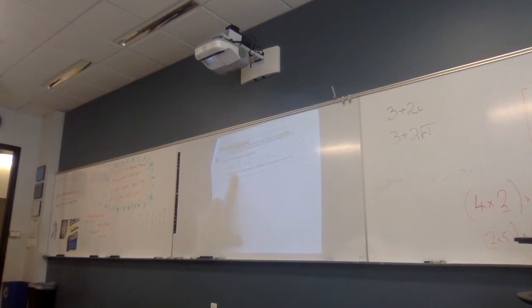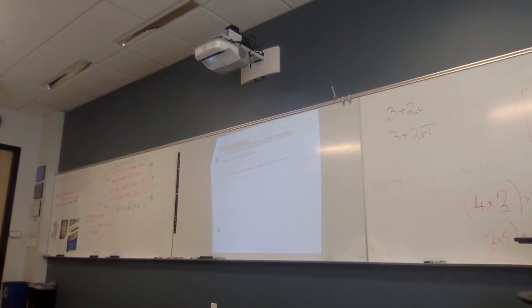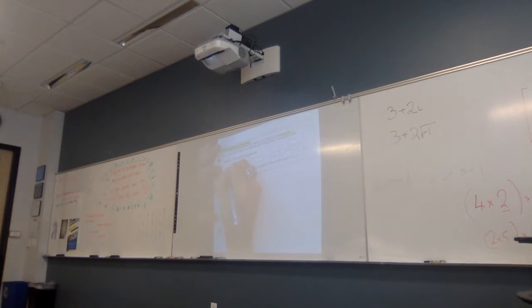So first thing you're going to want to do is look at each of the matrices and figure out what the order is. So what is the order for W? 2 by 2. What about X? 2 by 2. What about Y? 2 by 2. And Z? 2 by 3.